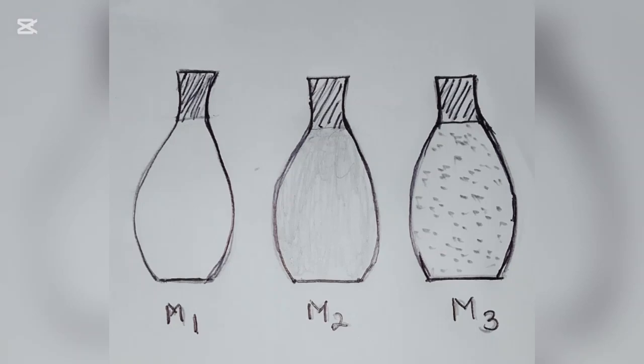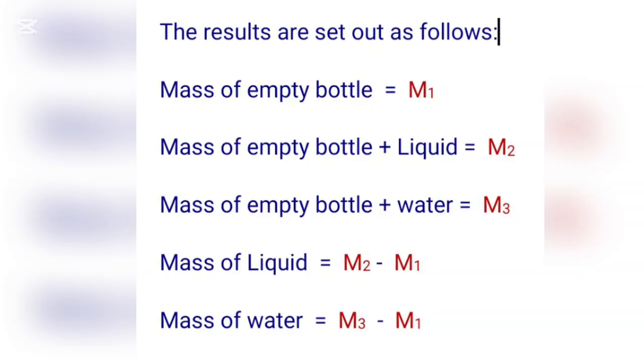The bottle is cleaned, dried and weighed when empty. And then when full of the given liquid, it is weighed again. Having cleaned the bottle, it is filled with water and weighed for the third time. The results are set out as below.